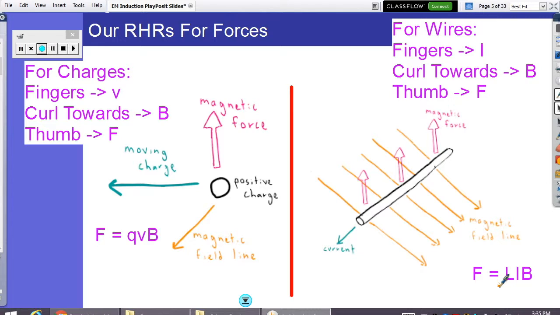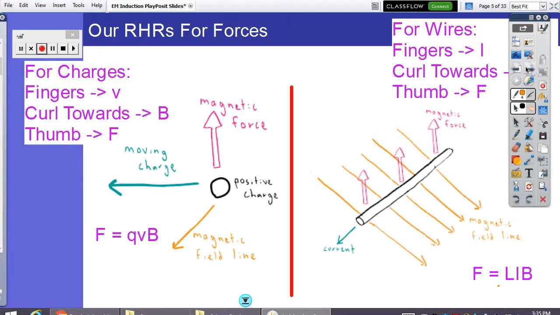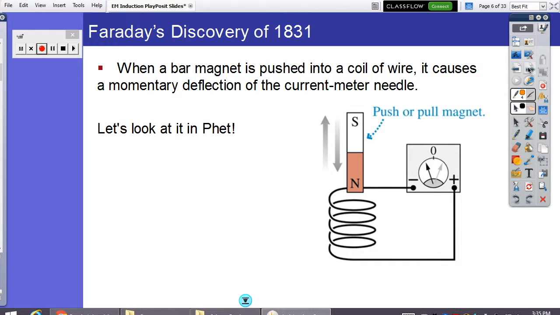Think hard about: am I trying to find a field, or am I trying to find what a field is going to do in that case? So keep those in your head.